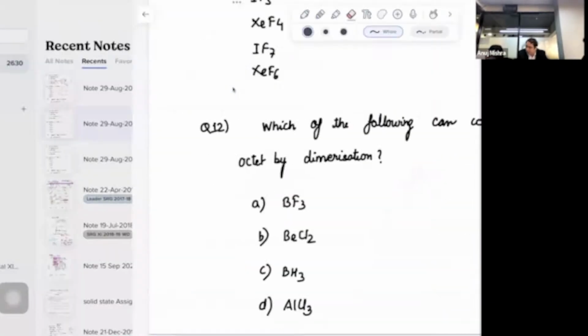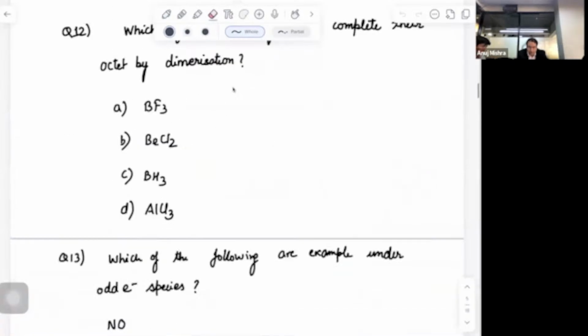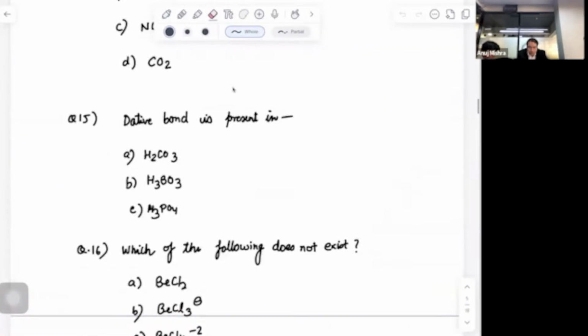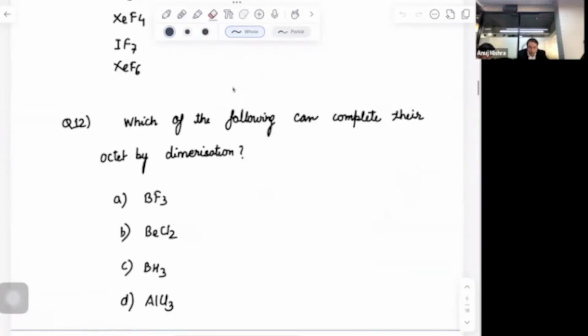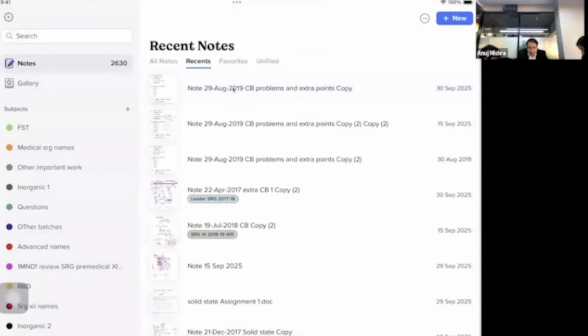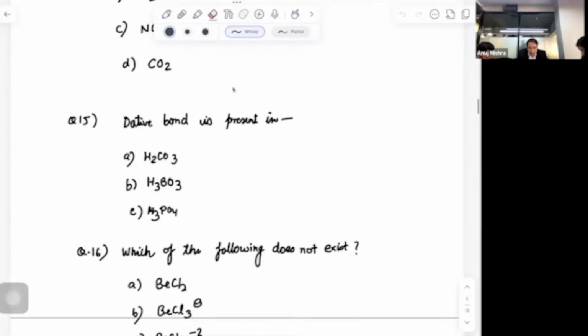Structures आपने किए BSL2, right? I've done all these things. Yeah. Polymerization and all these things. Good. Complete octet by dimerization: BF3, BCl2, BH3 and AlCl3. कुछ अच्छे questions हैं, इनको try कर सकते हैं.